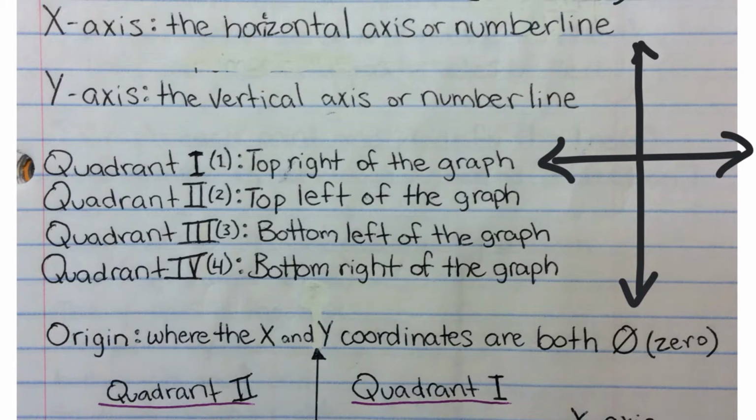So quadrant 1 is the top right of the graph. Quadrant 2 is the top left of the graph. Quadrant 3 is the bottom left of the graph. Quadrant 4 is the bottom right of the graph.